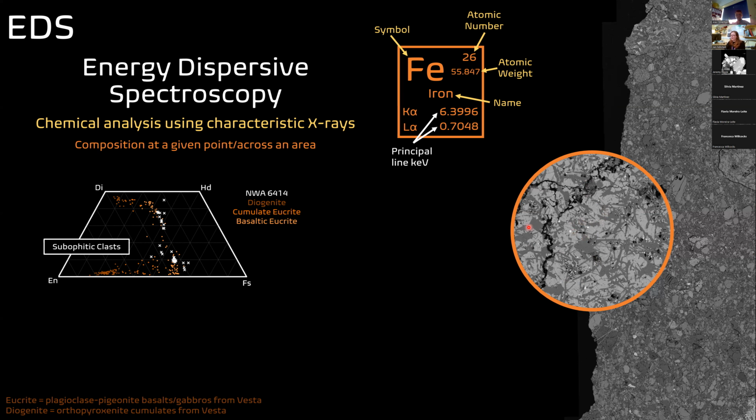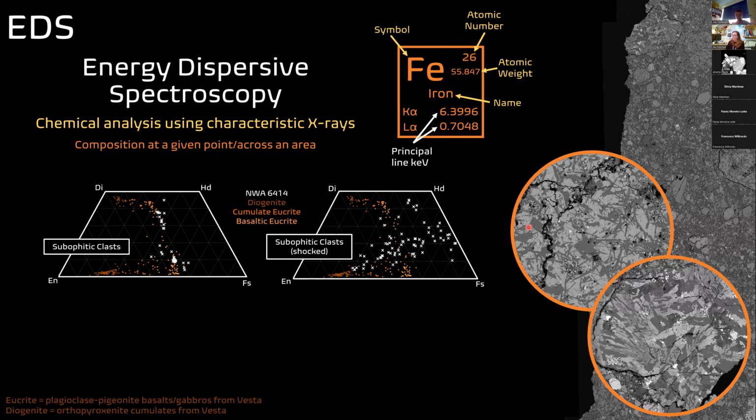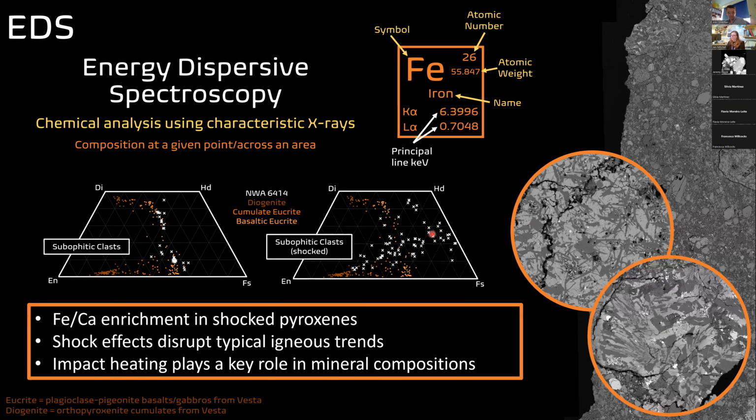And then I analyze a different class, which is the same material, but this time it's been shocked. So what we can see, already using EDS, is that we've got this huge shift in compositions. We've got this iron and calcium enrichment that's dragging these compositions up this way. And this is just a shock effect. This is shock reheating, shock mobilization of elements, and a little bit of shock melting. And it really disrupts and overlaps these igneous trends that we have.